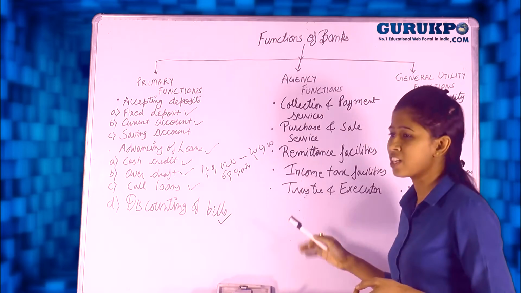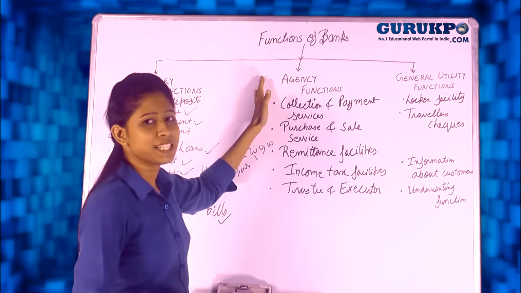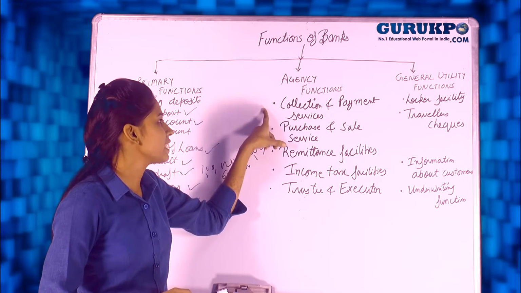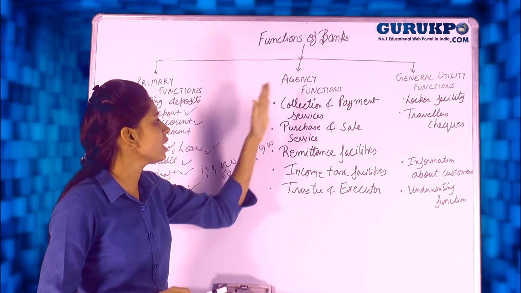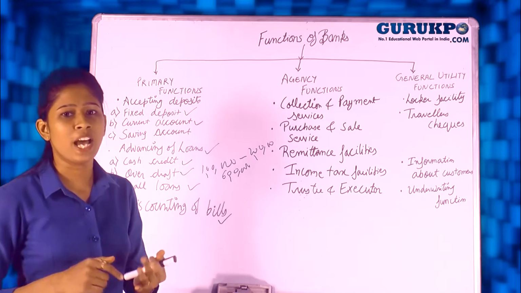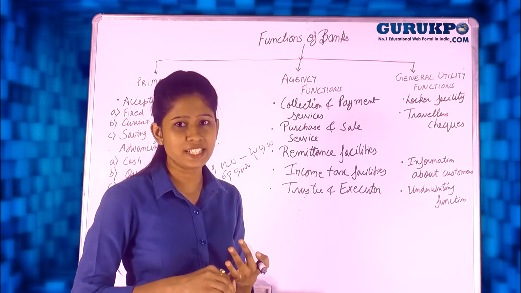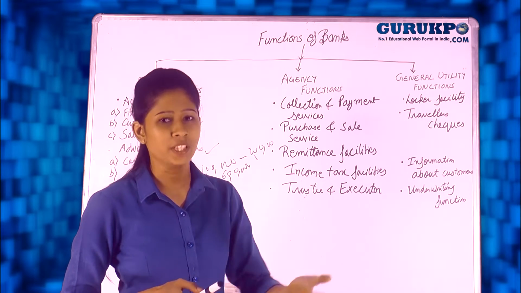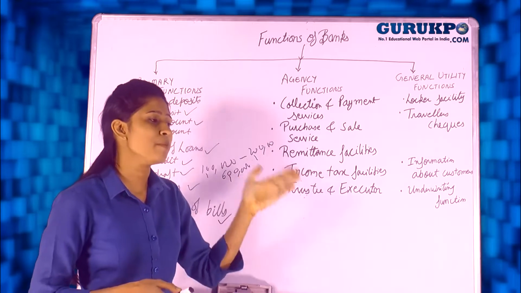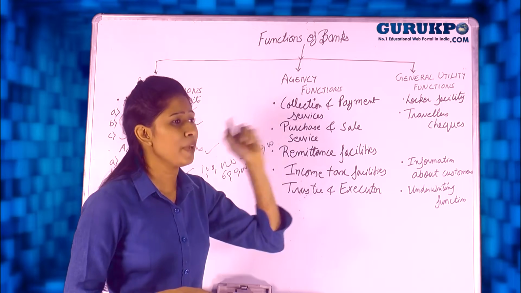Let's come to the next function, that is the agency function. Bank performs as an agent for the customers. First function is collection and payment of services. Under this function, like we want to collect the rent, the dividends, and other things from the third party, the bank, as an agent, represents us and collects the payments from that side.